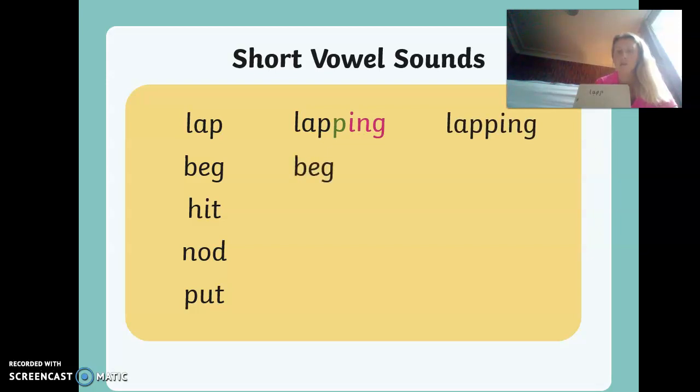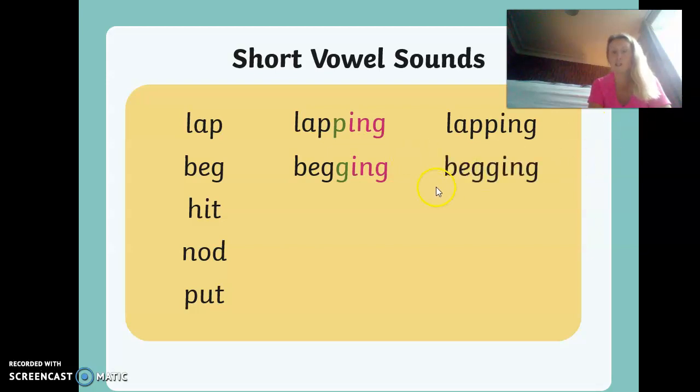Beg. What do we think for that one? Do we think we need another G, or do we think we need to just write ing? Another G or write ing? You decide now what you're going to write here. Should we check? Because it's a short vowel sound, we know we needed another consonant, which was the G. So we needed to double up on our Gs, didn't we? And then it's got ing, begging. And then we write it in full here.